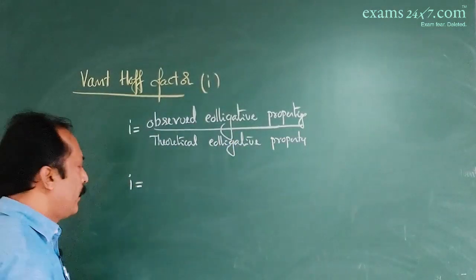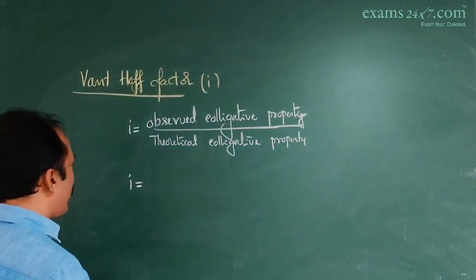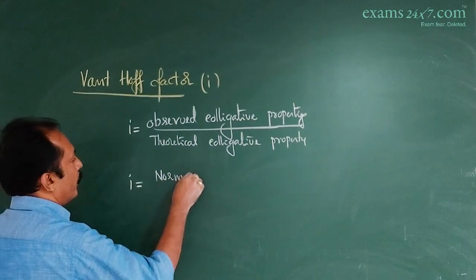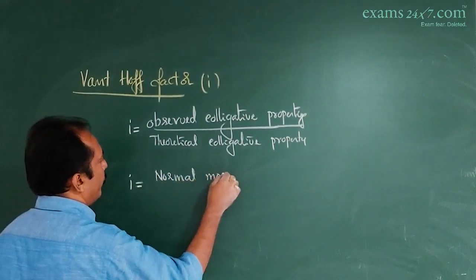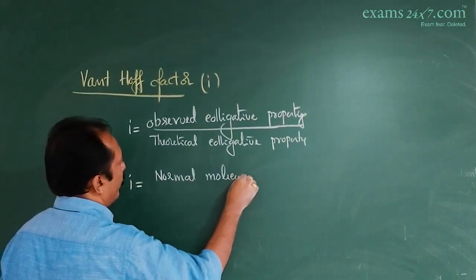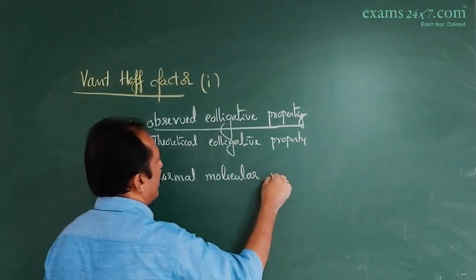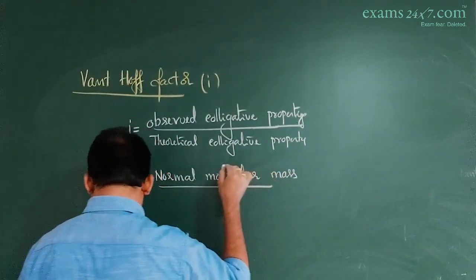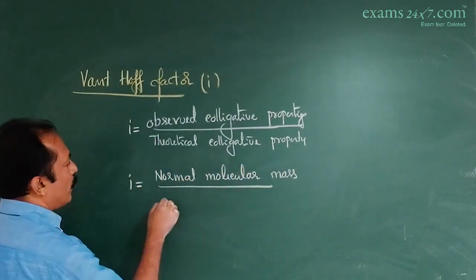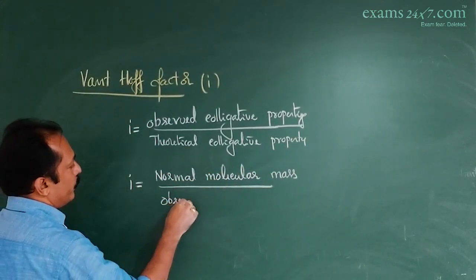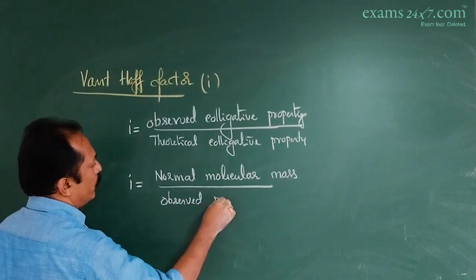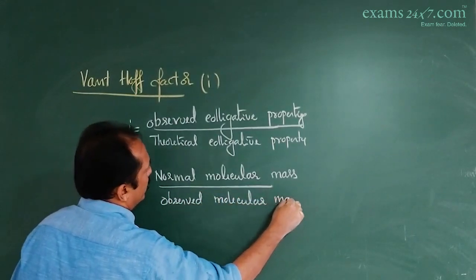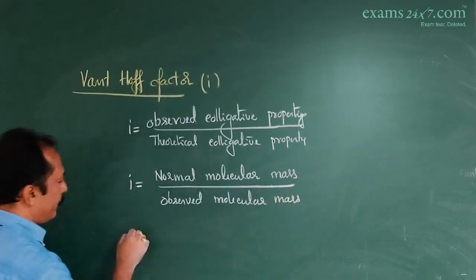The second one: i is also equal to the normal molecular mass of the compound divided by the observed molecular mass. From this also we can calculate i.